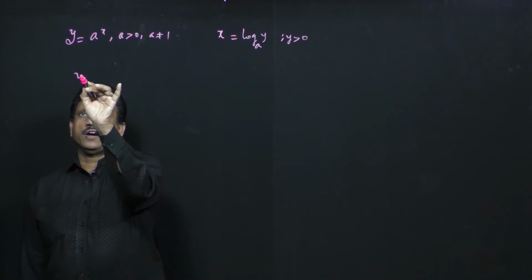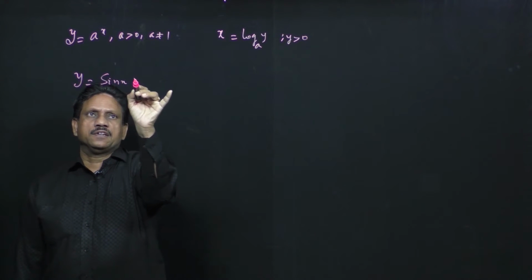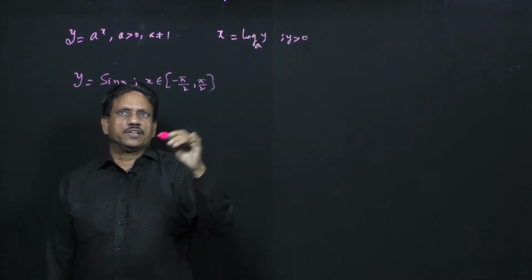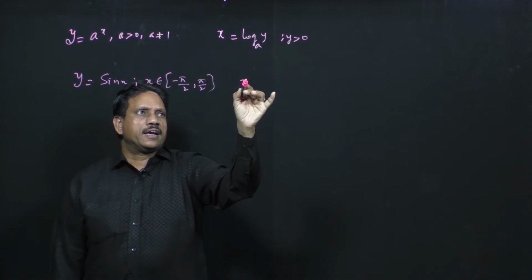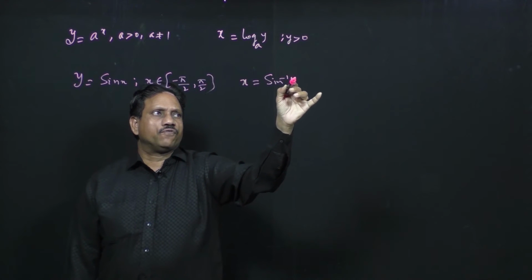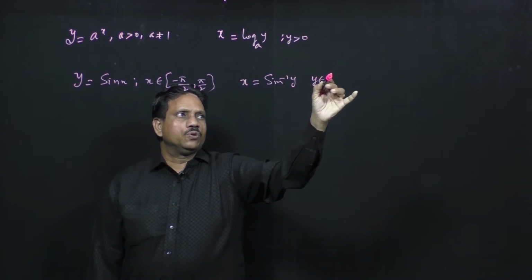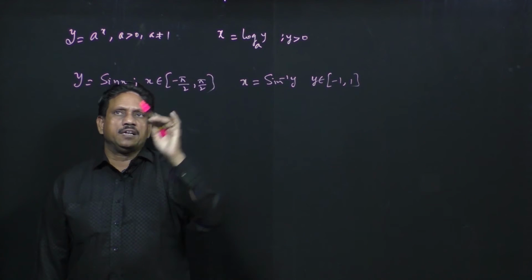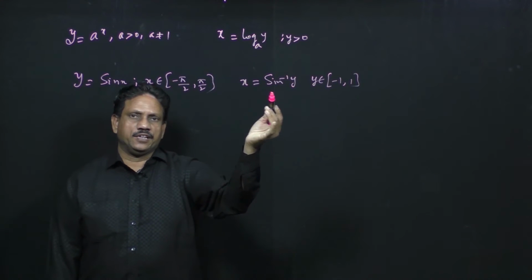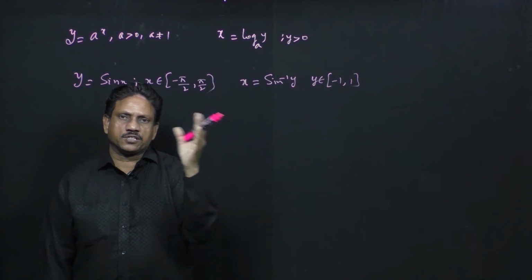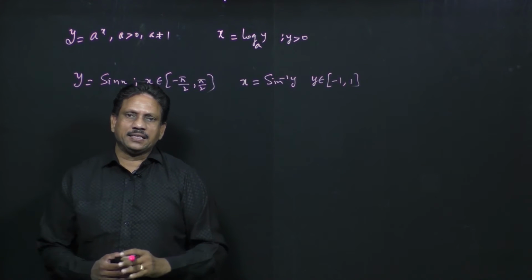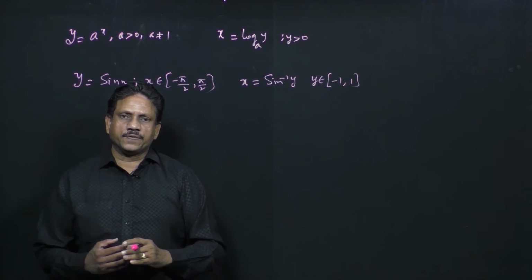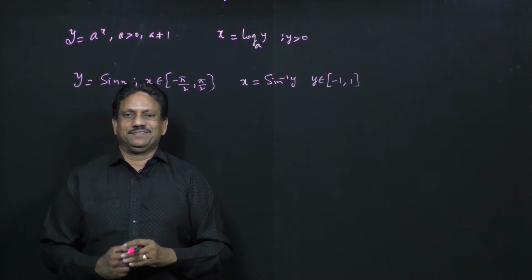Similarly, you take a function y is equal to sin x, where x belongs to the closed interval minus pi by 2 comma pi by 2. For this, the inverse function is x is equal to sin inverse of y, where y belongs to minus 1 to plus 1. So the inverse of a power x is log y, and the inverse of sin x is sin inverse y. So these are two functions inverse to each other. Like that, we are going to discuss the inverse of differentiation also. The inverse process of differentiation is nothing but integration.